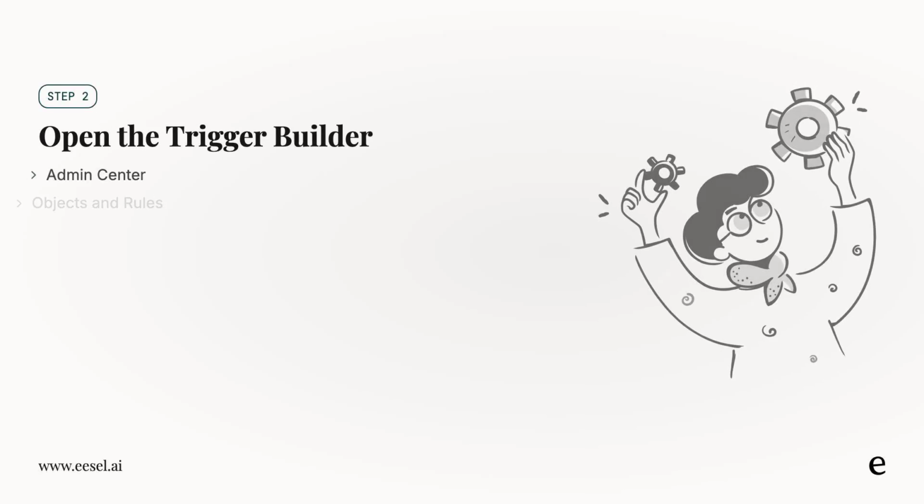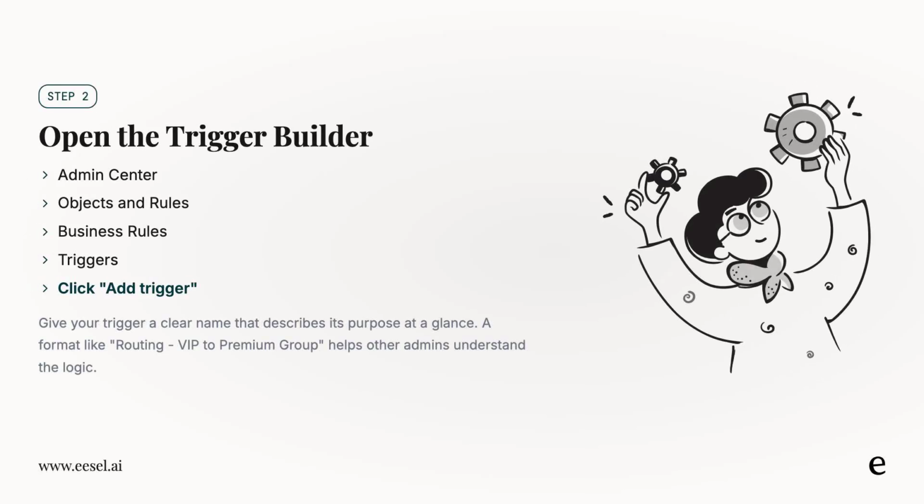Now go to Admin Center, then Objects and Rules, then Business Rules, then Triggers. Click Add Trigger. Use a naming format that anyone on your team can read instantly. Something like routing VIP to Premium Group is far more useful than Trigger 47.